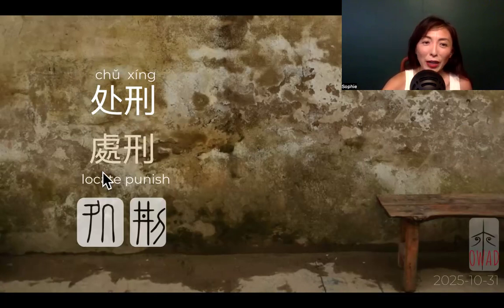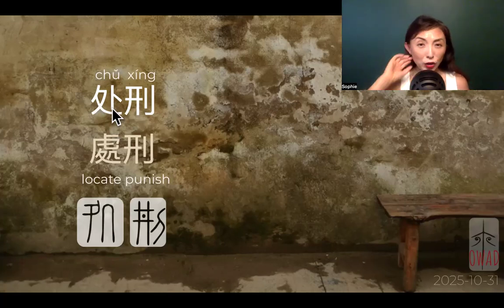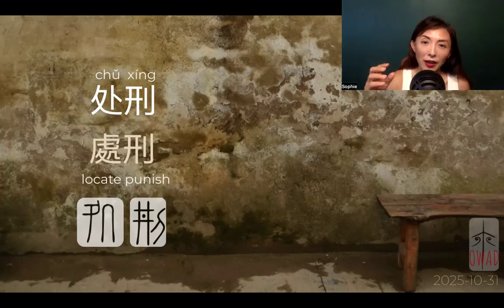characters. Okay, 处. Normally, it's pronounced as 处. When we talk about location, where things are at, then that's 处. When it's 处, it changes sound. It also changes the property of the word, from 处 meaning location to 处 meaning action. 处刑 means taking action at this place.